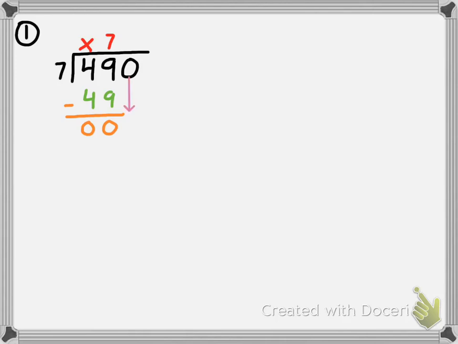So if I bring down that 0, my answer is still 0, but I still have to divide into that 0 because we have no number in our ones place for the quotient. So we still have to divide, and anything into 0 is just going to be 0. So 7 times 0 is 0. When you subtract, you know that 0 minus 0 is still 0. And our final answer is 70.